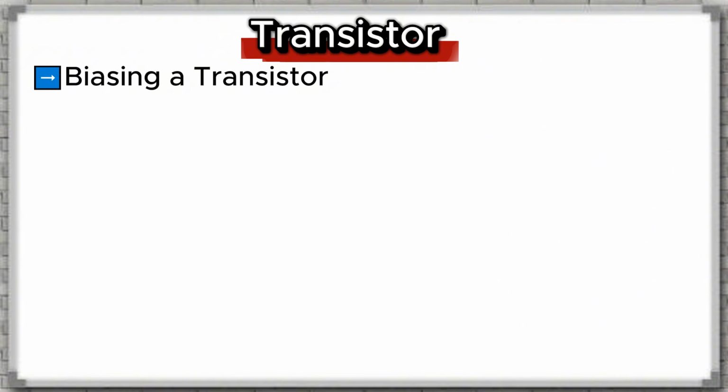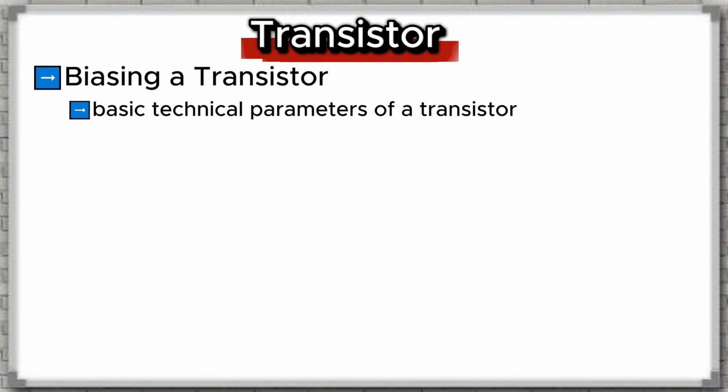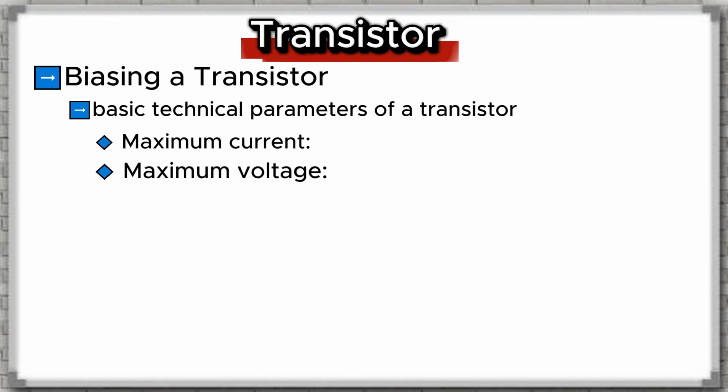Biasing a transistor. First, we need to understand the basic technical parameters of a transistor. Maximum current. This is the current limit of the transistor. If the current goes beyond this limit, the transistor will be damaged. Maximum voltage. This is the voltage limit applied to the collector-emitter terminals. If the voltage goes beyond this value, the transistor will be broken down.